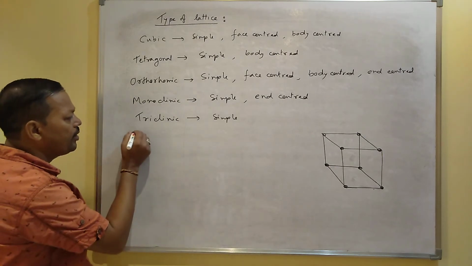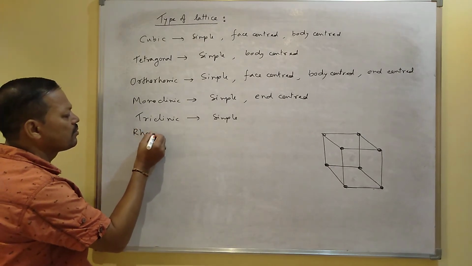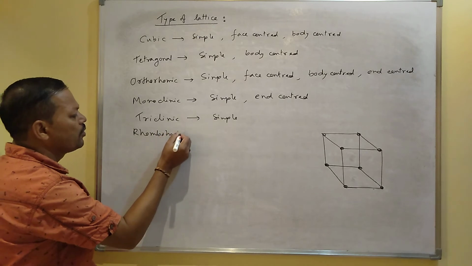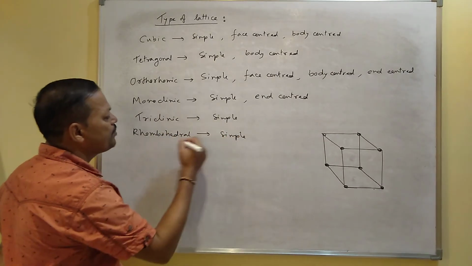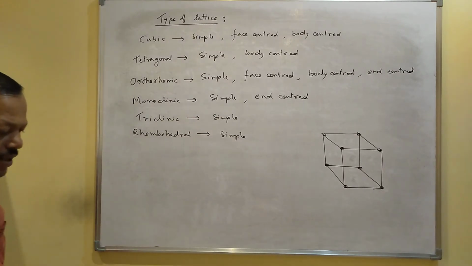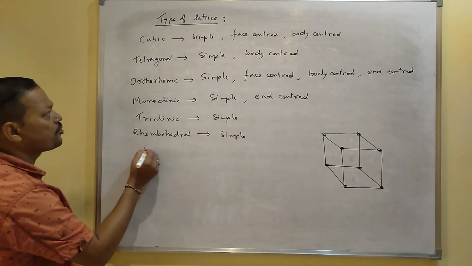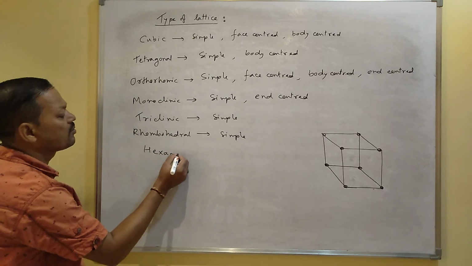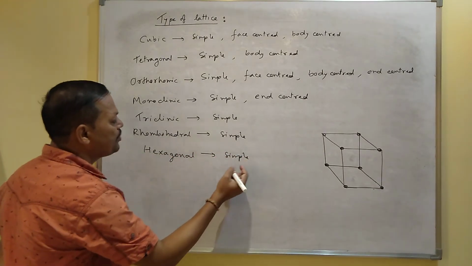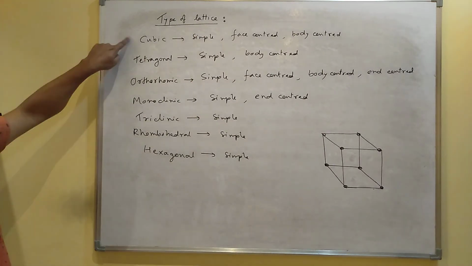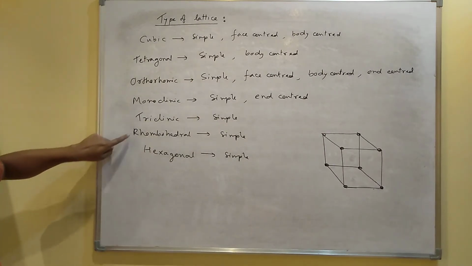Then rhombohedral also can form only one type of lattice, that is simple. I mean simple rhombohedral lattice. And the hexagonal, last one, hexagonal also can form simple. I mean simple hexagonal lattice. So 1, 2, 3, 4, 5, 6, 7.